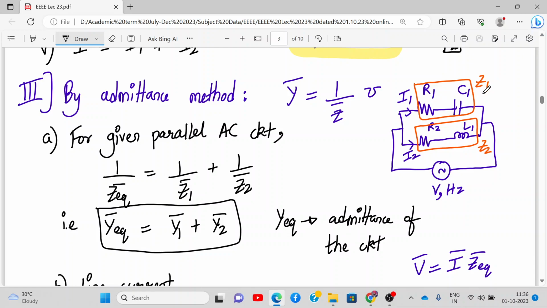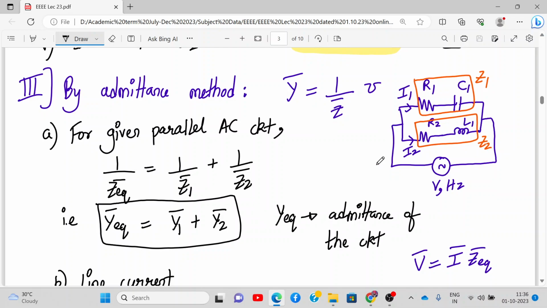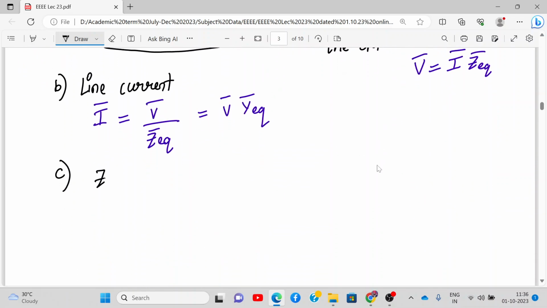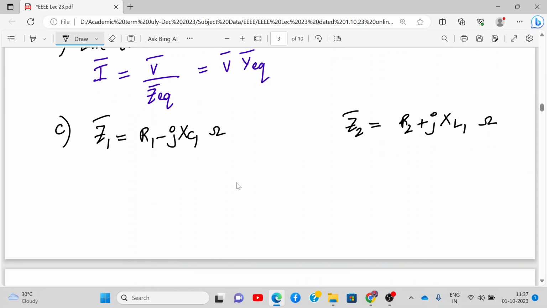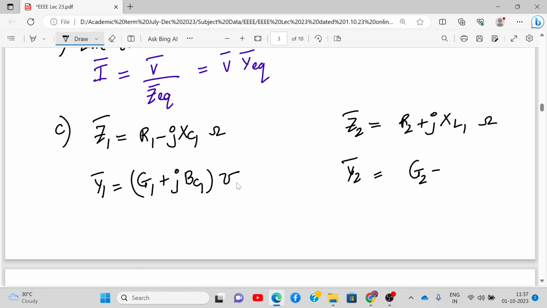Now what is Z1? Z1 is R1 minus jXC1 and Z2 is R2 plus jXL1. So we write down the next impedances. Z1 is given by R1 minus jXC1 ohms and Z2 is written as R2 plus jXL1 ohms. Similarly, we write the equivalent Y1 for Z1 as G1 plus jBC1 mho, and Y2 as G2 minus jBL1 mho. Wherever there is a plus, here it will come minus. Did you understand how we have written Y1 and Y2?